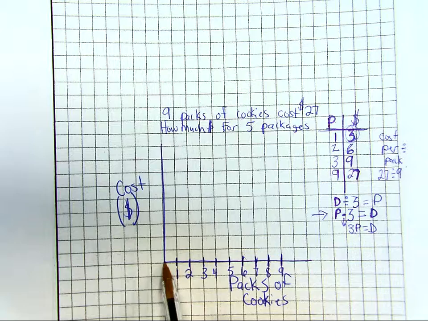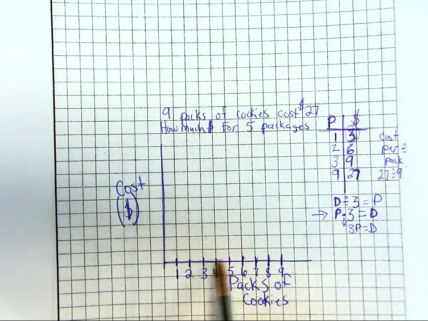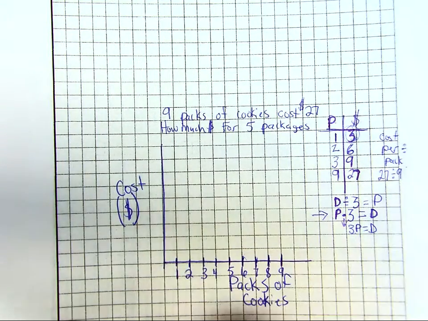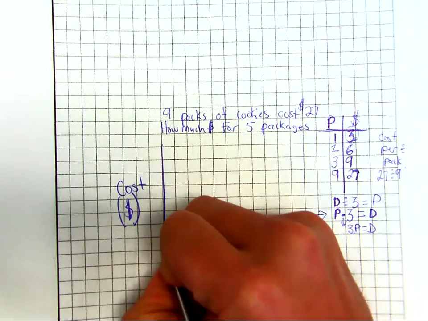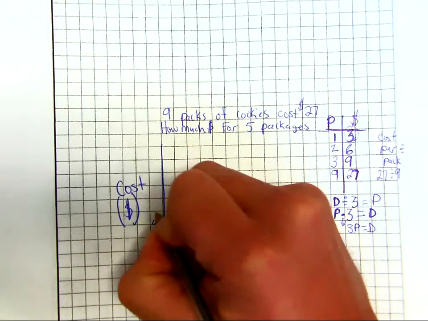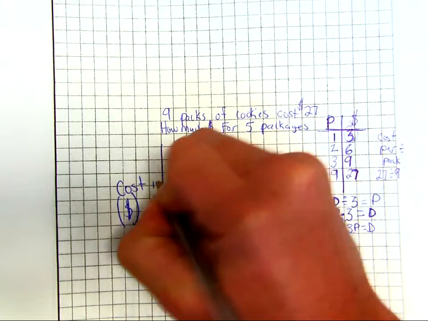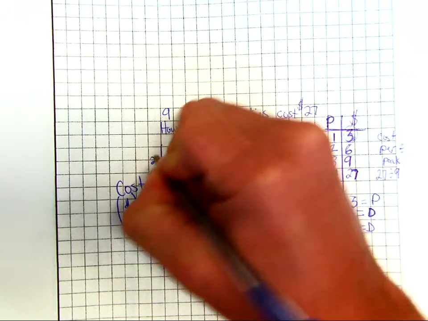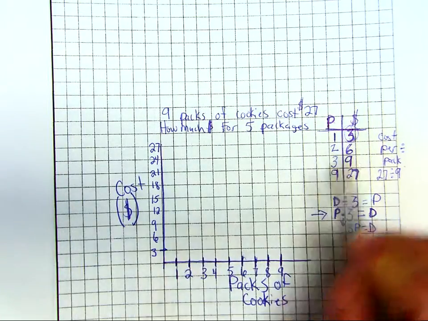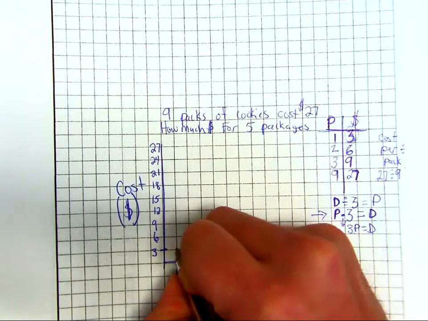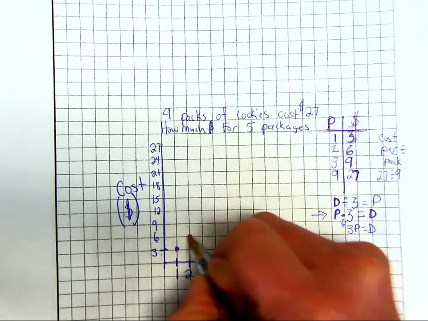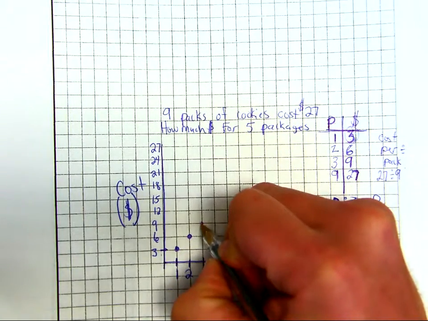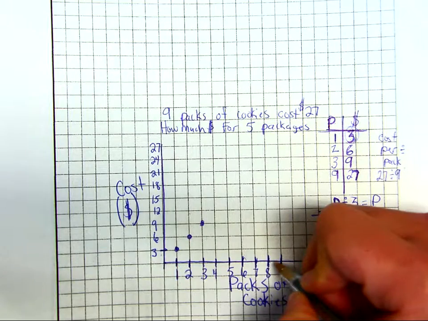So this 0 to 1, right? Whatever this distance is from 0 to the first number has to be the same always. So then my dollars, I'm going to go by 3 since this goes by 3s. So 3, 6, 9, 12, 15, 18, 21, 24, and 27. So I'm going to plot these points. 1 pack of cookies costs $3, right? 1 to 3, 2 to 6, 3 to 9, 9 to 27.